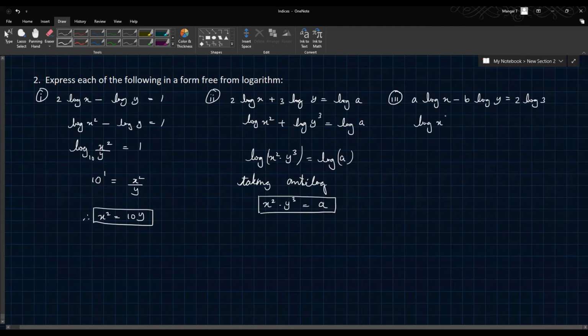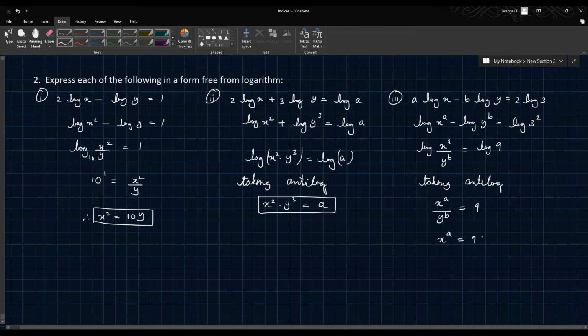So this is log of x raised to a, log of y raised to b is log of 3 squared. There is a minus sign, so that will be division. X raised to a, y raised to b, and this is log 9. Again, taking anti-log, you have x raised to a, y raised to b equal to 9. So we have written it free of logarithm.